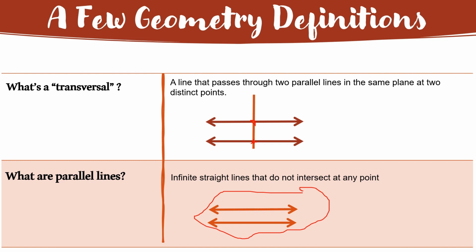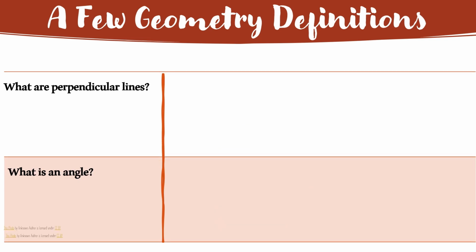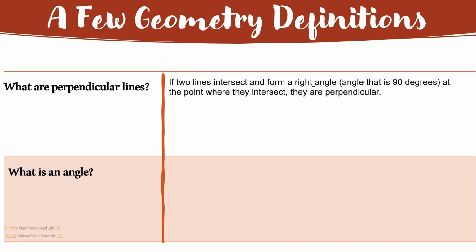They are parallel lines. So let's define perpendicular lines. Okay, so parallel lines never intersect, but guess what? Perpendicular lines always intersect. And when they intersect, they form a right angle. That is an angle that is 90 degrees at the point where they intersect. And here's a picture. So if you have two lines that intersect like this, and they form a right angle, which is indicated by this square, they are perpendicular lines.